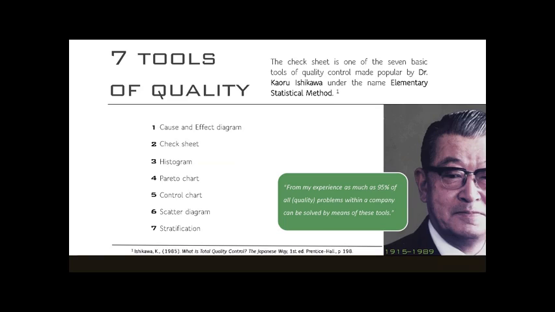The check sheet is one of the 7 basic tools of quality control made popular by Dr. Kaoru Ishikawa under the name Elementary Statistical Method. Dr. Ishikawa believed that as much as 95% of all the quality problems within a company can be solved by means of these 7 tools, to which the check sheets were the shortest backbone for data input.